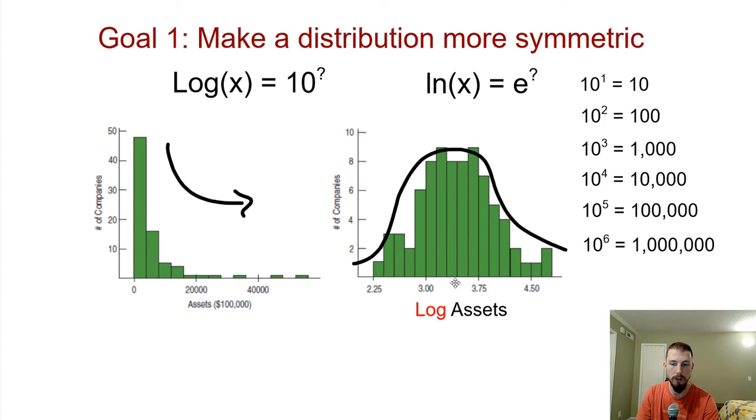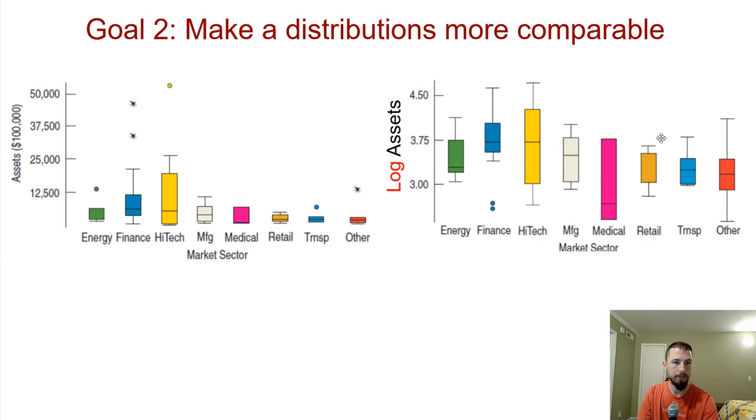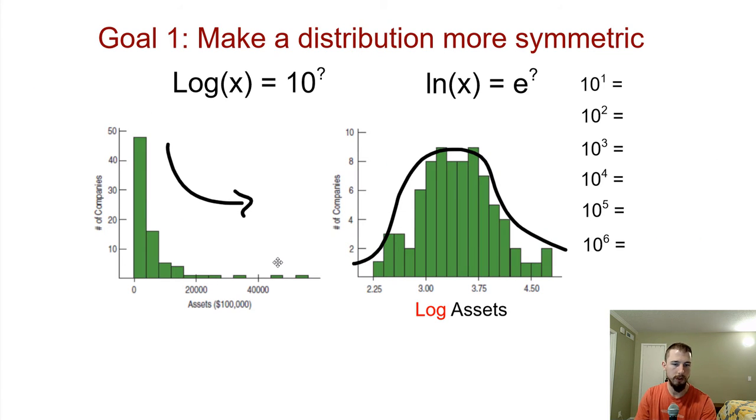It will change your numbers on the bottom because natural log has a base of e, which is like 2.8 something, where the logarithm is a base of 10, like what we see over here. Then it makes the distributions more comparable as well. So if we broke down each one of those Fortune 500 companies into whatever their market sector was, like energy, finance, high-tech, manufacturing, medical, retail, transportation, and other, it's hard to compare these distributions together because they're all skewed, just like the original data was heavily skewed to the right.